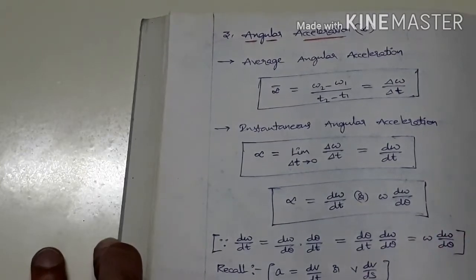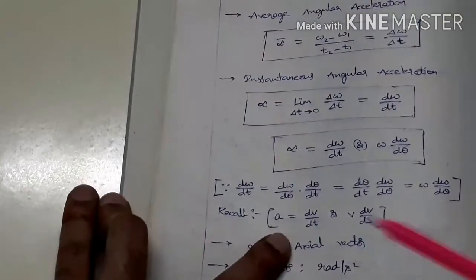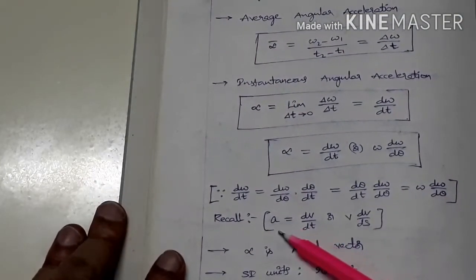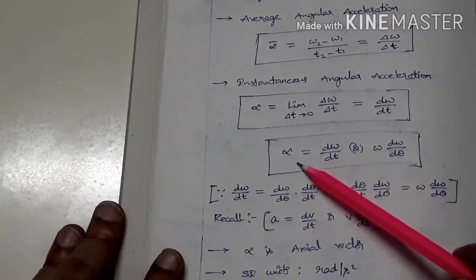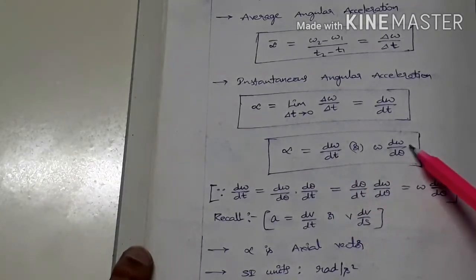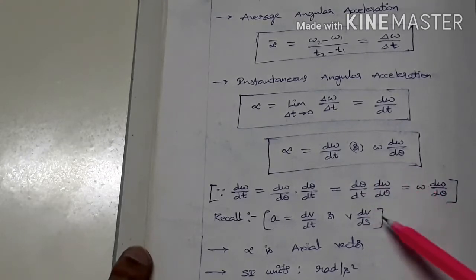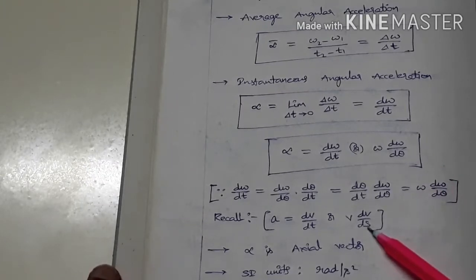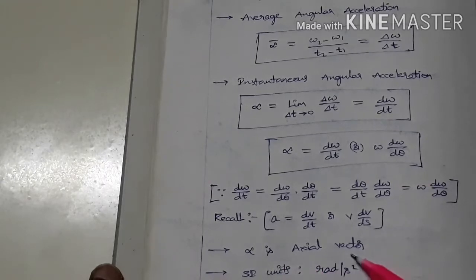Just recall here, in motion in a straight line, you know, linear acceleration a equal to dv by dt. Instantaneous acceleration, you know, a equal to dv by dt or v dv by ds. Similarly here, angular acceleration alpha equal to d omega by dt or omega d omega by d theta. Here in the place of v, we are getting omega. In the place of s, linear displacement, s for linear displacement and theta for angular displacement.